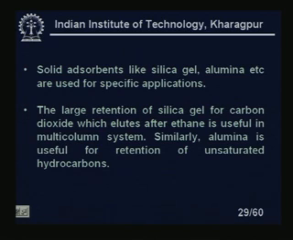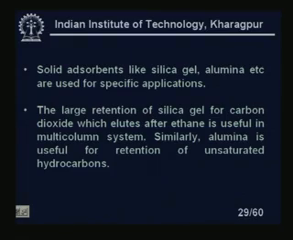The large retention of silica gel for carbon dioxide, which elutes after ethane, is useful in multi-column systems, because there is large retention, so it will retain it for a longer time. So, it will obviously help to get a better peak. Similarly, alumina is useful for retention of unsaturated hydrocarbons, because we have to retain them, right. So, that is the thing about the packing materials.